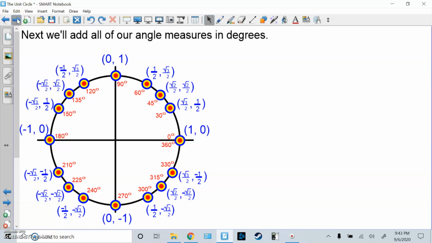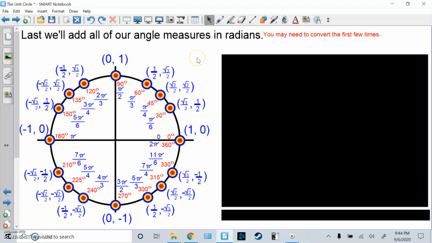Last, we add our radians. You might have to convert the first two times, but here it is: 0, pi over 6, pi over 4, pi over 3, pi over 2, 2 pi over 3, and so forth.